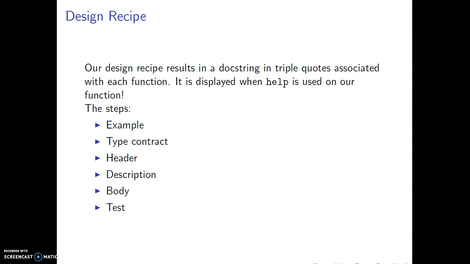You should have an example. You should have a contract with the user of your function so that they know what they need to input and what they should get as output. Then you have a header, a description, the body of the function, and then some tests at the end to make sure it works.